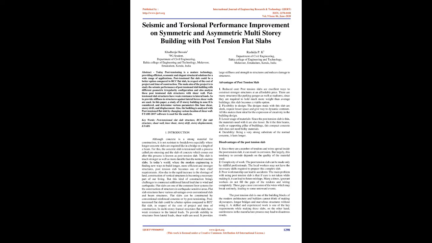In this paper, a study of 15-story building in Zone 2 is considered, and determine various parameters like base shear, story drift, and displacement. Also, the building is analyzed with post-tensioned flat slab by changing various location of shear wall. ETABS 2017 software is used for the analysis. Keywords: post-tension flat slab structure, RCC flat slab structure, shear wall, base shear, story drift, story displacement, ETABS.